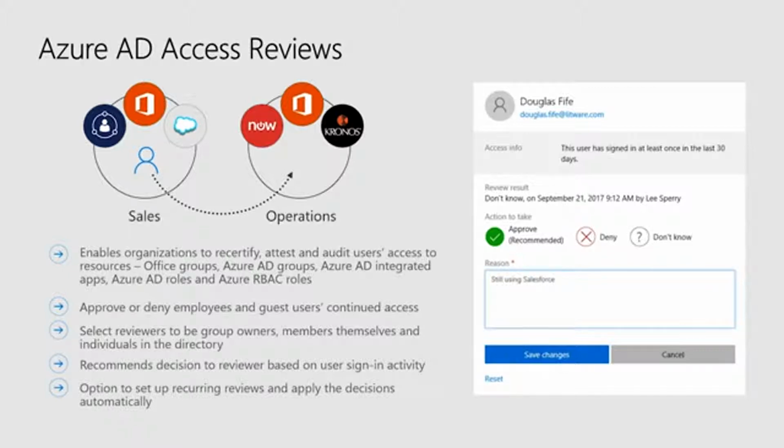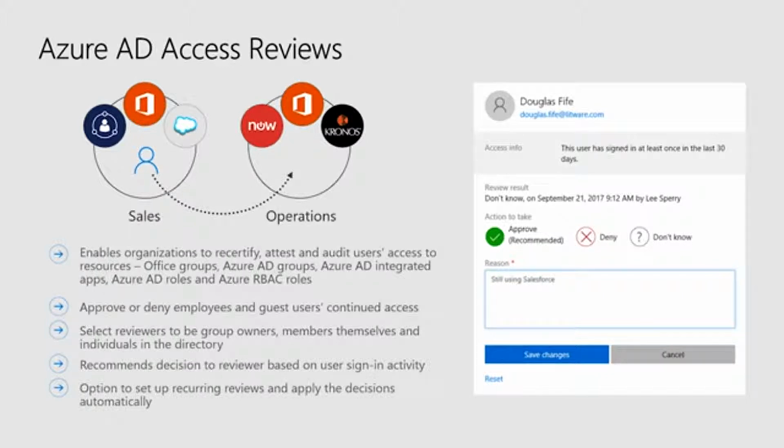You can review users assigned to applications and groups, such as Office groups and security groups, both cloud-only and synced from on-prem. If you're using Privileged Identity Manager, you can also find access reviews for Azure AD roles and Azure RBAC roles. We hear that having the right decision makers to do these reviews saves a lot of time.